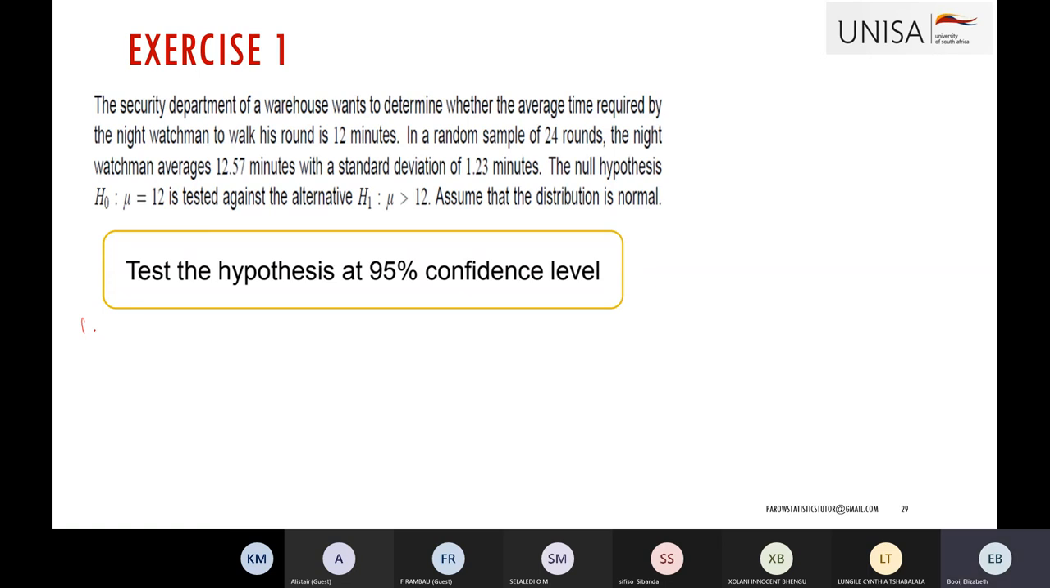So reading the whole question, which I am lazy now to read, I'm going to read it. The security department of a warehouse wants to determine whether the average time required by the night watchman to walk around is 12 minutes, which is the average time to do the round. In a random sample of 24, the night watchman averages 12.57 minutes with a standard deviation of 1.23 minutes. The null hypothesis, H naught, is that the mean equals 12 minutes, and it is tested against the alternative, which states that the mean is more than 12 minutes.